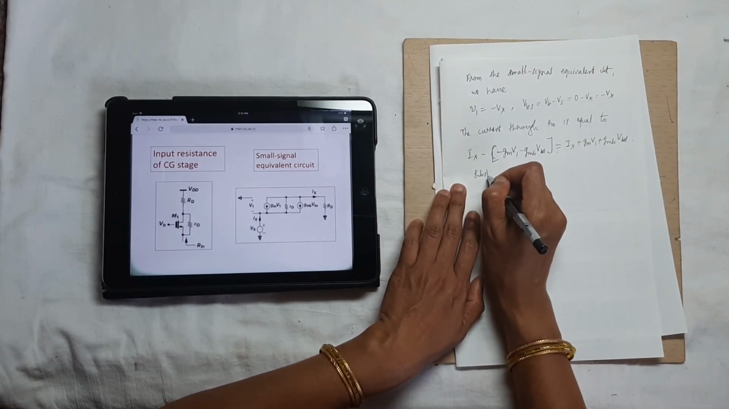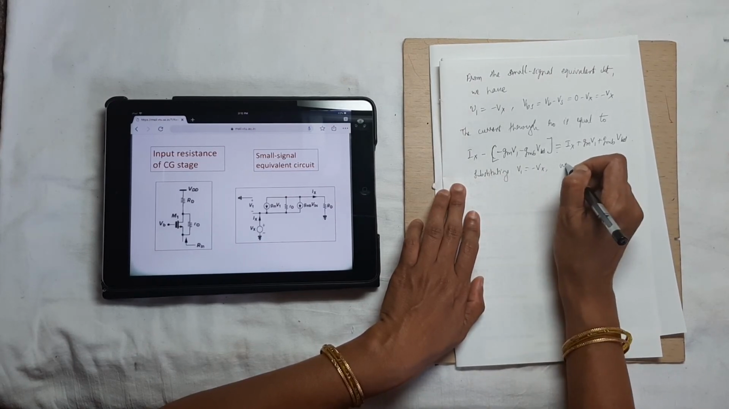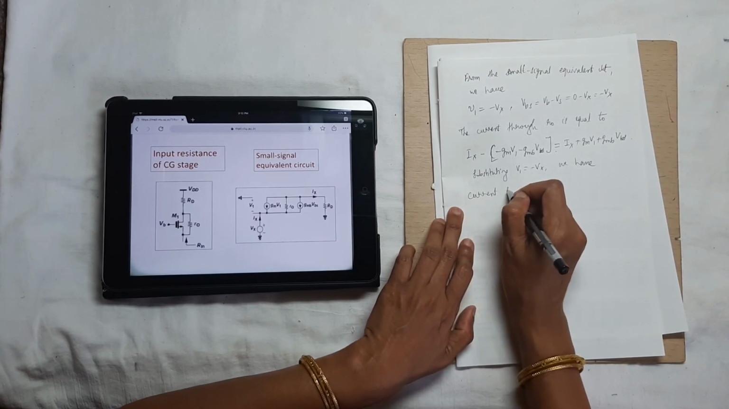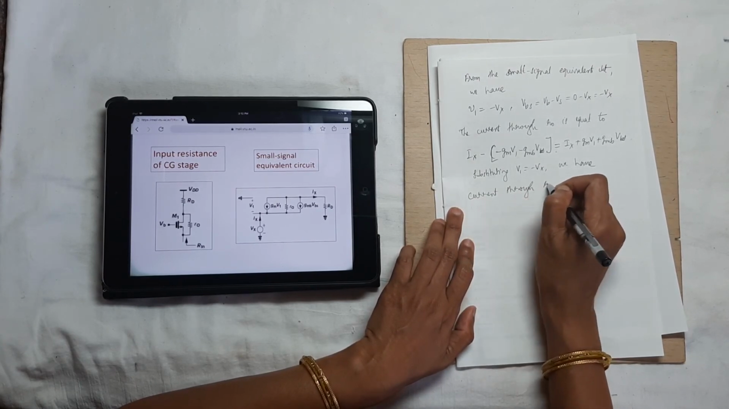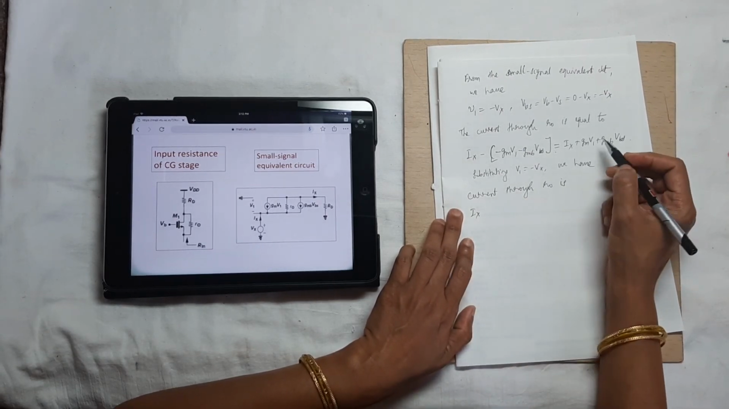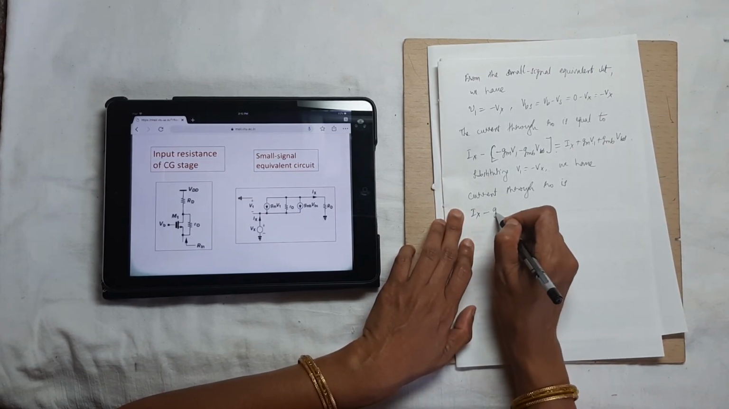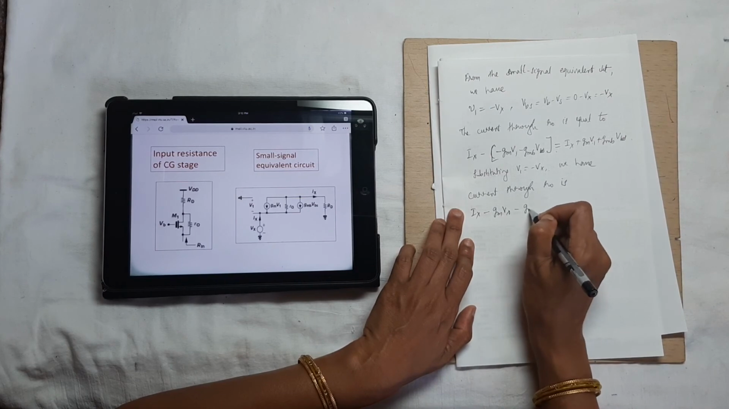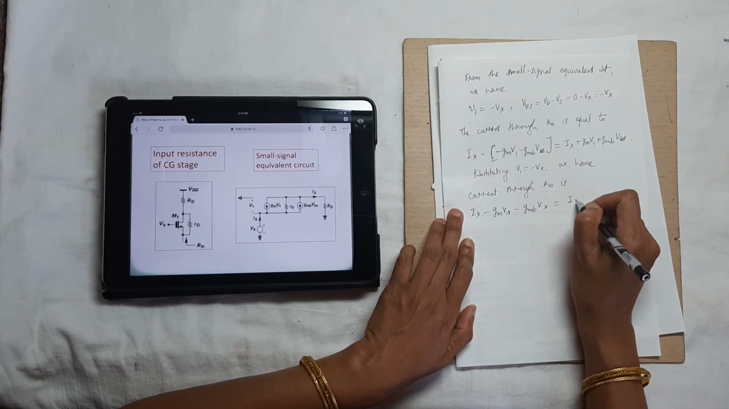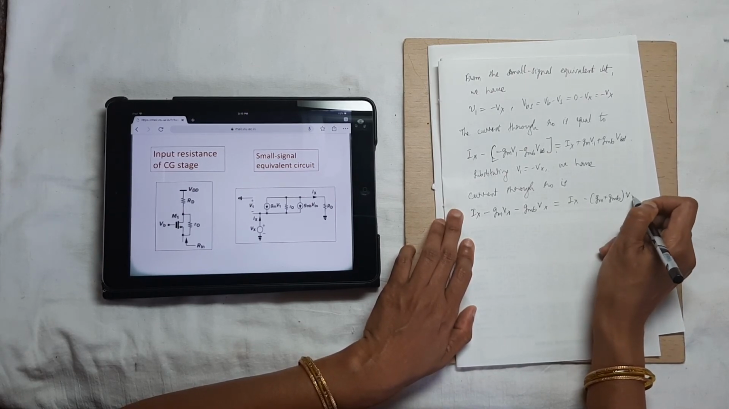Substituting V1 equal to minus Vx, we have the current through RO as Ix minus gm Vx minus gmb Vx. This is equal to Ix minus (gm + gmb)Vx.